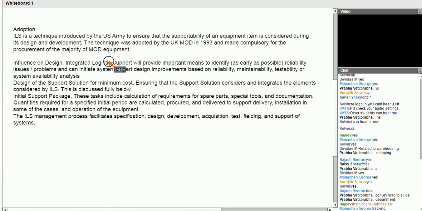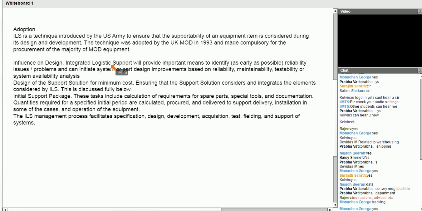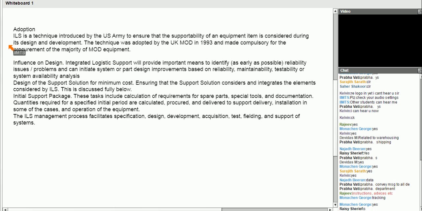Can all of you see what I've written on the board? Okay. Integrated logistics support is a technique which was introduced by the US Army to ensure that the supportability of an equipment item is considered during its design and development. The technique was adopted by the UK MOD in 1993 and made compulsory for the procurement of the majority of MOD equipment. Are all of you aware of this term, procurement?